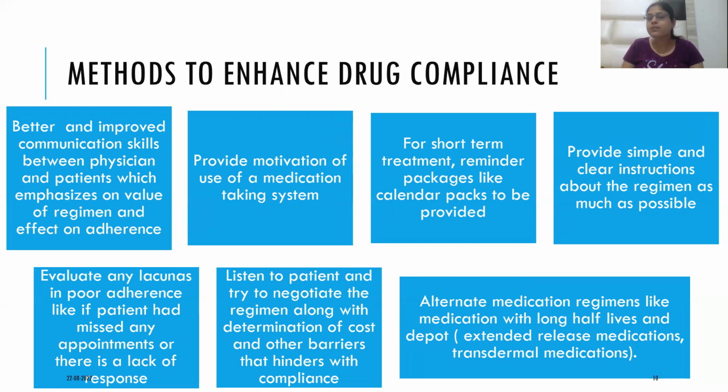And then we can use alternate medication regimens, like medications with long half-lives. In chronic diseases like hypertension and diabetes, we can use extended release, sustained release, and controlled release preparations, which can be given as once daily dosing. They have an effect for the whole day, so that compliance is improved. Or transdermal medications can be given in case of acute attack of angina, which can lead to improved compliance.